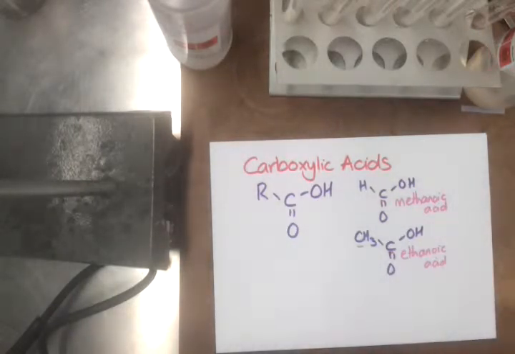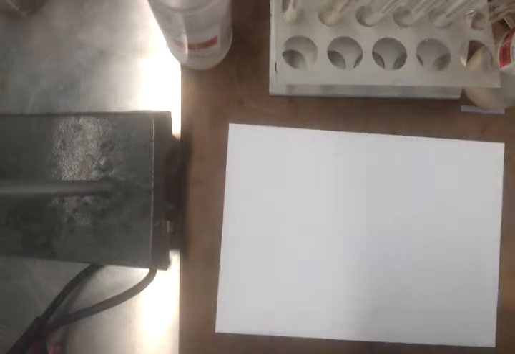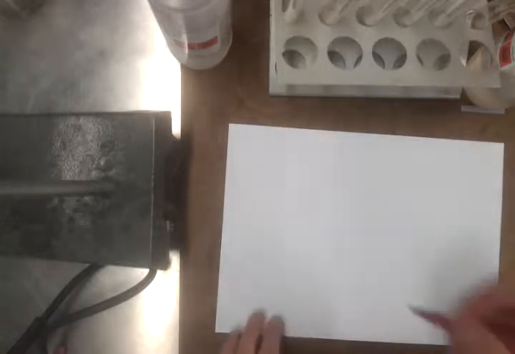Another common carboxylic acid is citric acid, and there's also tartaric acid, both used in foods. And there's another one called salicylic acid, which is basically aspirin. So they're found in natural things. So nature makes them, but we can also make them in the laboratory. So how do we do that? Well, what we need to start with is a primary alcohol.